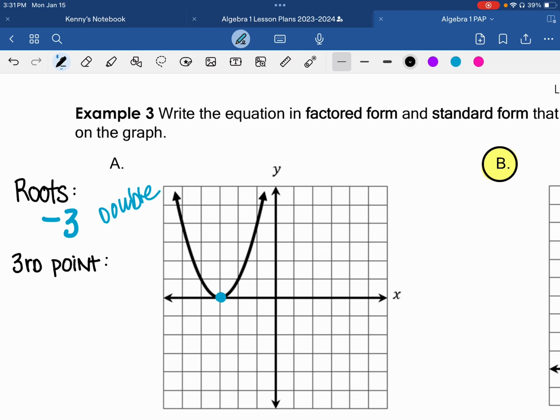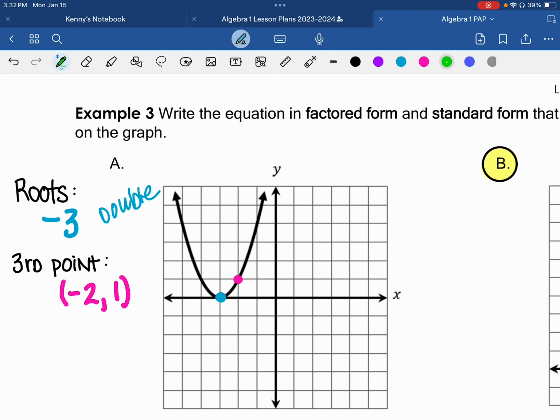Our third point, I don't think we can use the vertex for this one because that's our root as well. It looks like the vertex is our root, so we can't use that one. For our second one, we could use this point right here, which is negative 2, positive 1. Now, could you use this point? Yes. Could you use this point? Sure. Could you use that one? By all means. Any of those would work. Those are the ones that I chose.